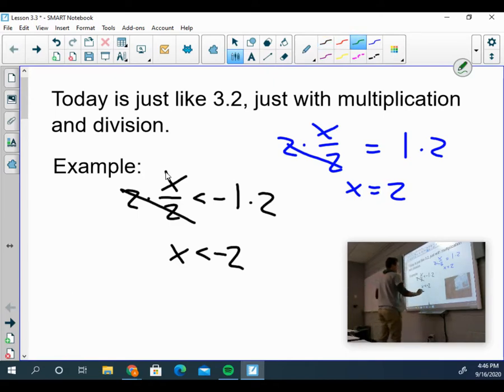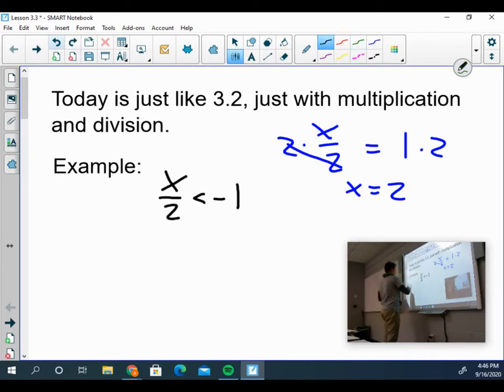Again, please interpret your answer in the context of the problem. I need you to know what this means. So what does x less than negative 2 mean? That means any number less than negative 2, if you plug it back into the original, will make the inequality true.